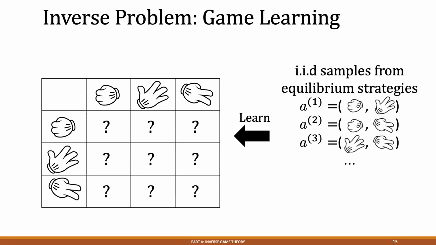Now over here, I'm interested in the inverse problem. What this means is that I have some game, but I don't know what the payoffs are. So I don't know what happens if two players play rock and scissors, for example. But what I do have are some samples from people who are playing the game. So A1, A2 and A3 are samples from people who are playing the game. And I'm trying to go the opposite direction, which is to infer what these utilities are using these samples. So this becomes an inference problem.